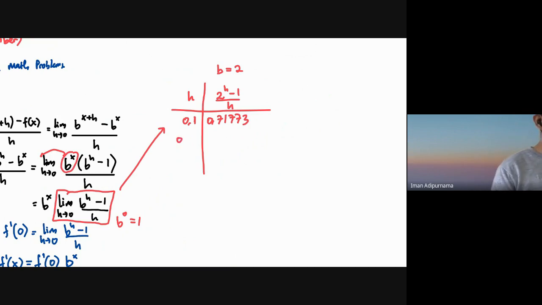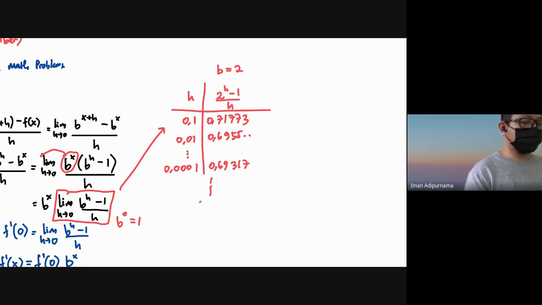And then if you put in 0.01, it will get around 69, yeah, 55 something. And then maybe 0.0001. It will go through 0.69317, and it will go closer to some number that starts with 0.69 something. Okay, so probably that will be our result for b equal to 2.